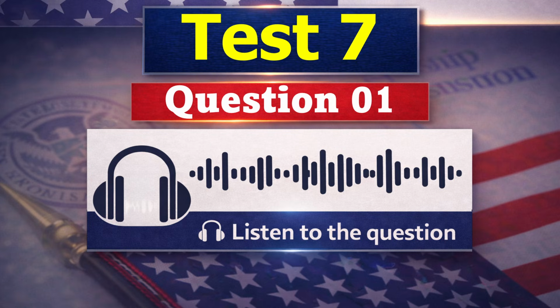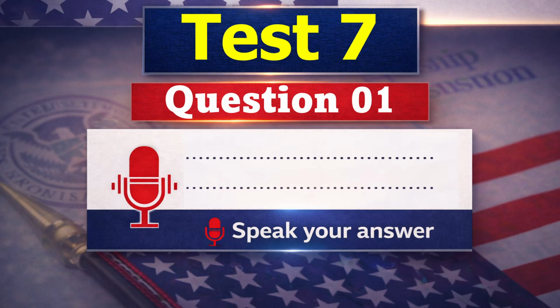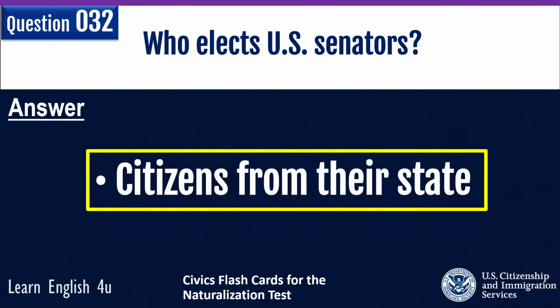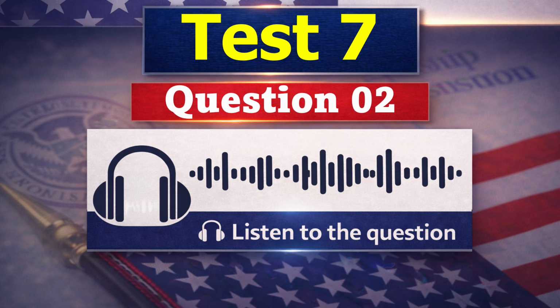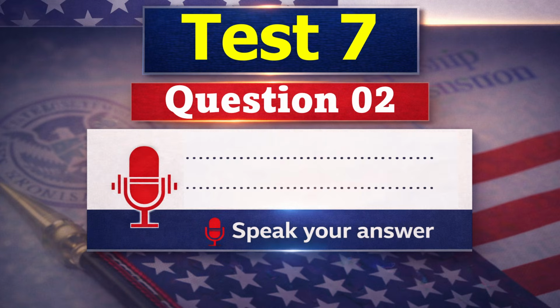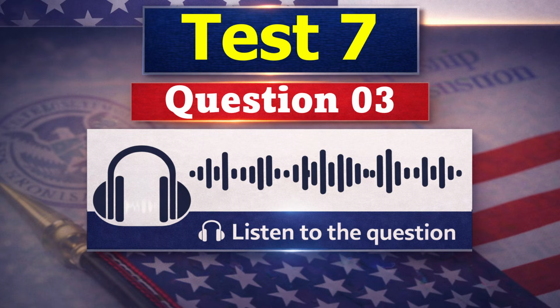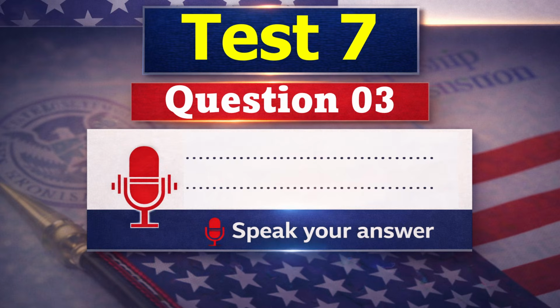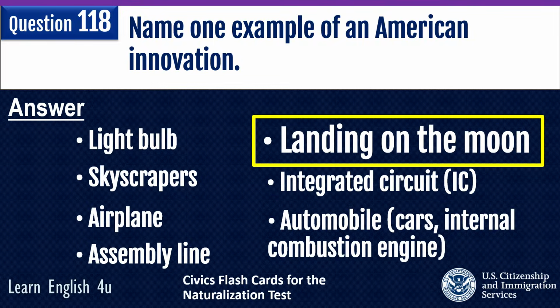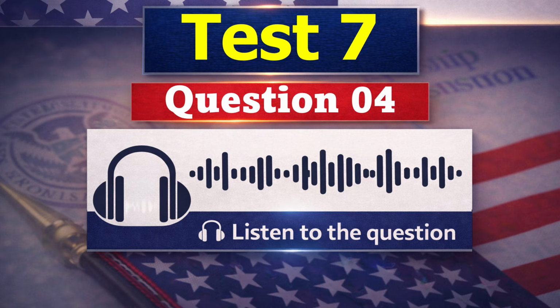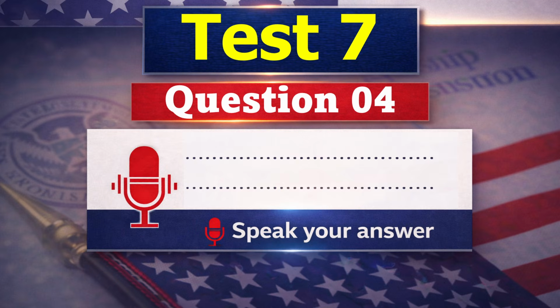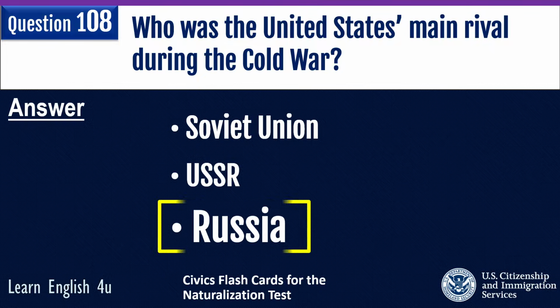Who elects U.S. senators? Citizens from their state. Why did the United States enter the Vietnam War? To stop the spread of communism. Name one example of an American innovation. Landing on the moon. Who was the United States' main rival during the Cold War? Russia.